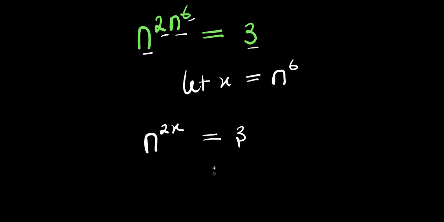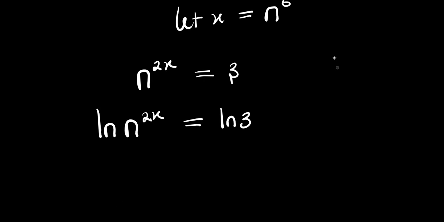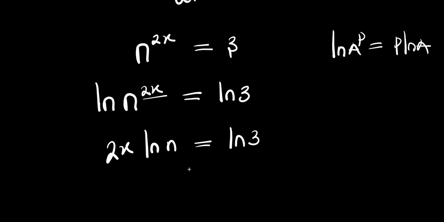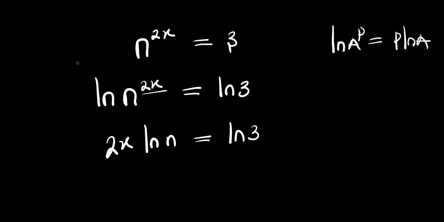So at this particular point, I can apply natural log. I will have natural log of n power 2 times x equals natural log of 3. And when you have natural log of a to the power of b, this equals b times natural log of a. So the 2 power x comes behind this. I have 2x times natural log of n equals natural log of 3. Now, if you observe, we have two variables here. We have x and there is n here.